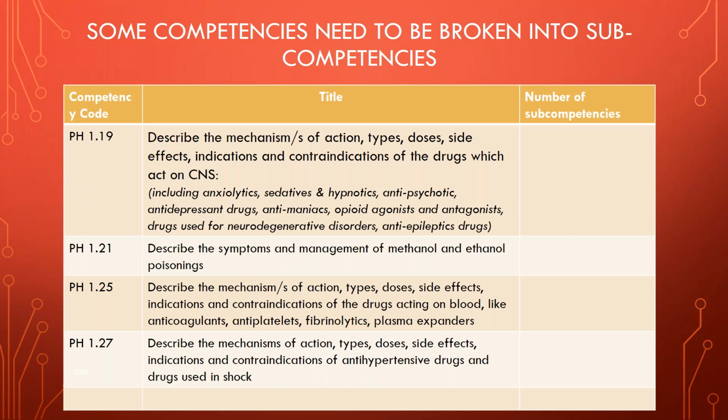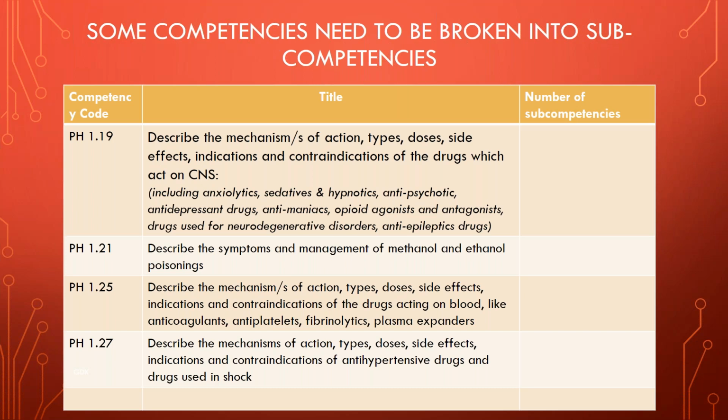PH 1.25: anticoagulants, antiplatelets, fibrinolytics and plasma expanders. Now, plasma expanders conventionally are included in treatment of shock, management of shock. But here they appear because they go to the blood. So the theme is the same, it is the blood. But we have to divide them into subcomponents. SLOs for fibrinolytics and antiplatelets cannot be the same as for plasma expanders. They have to be divided.